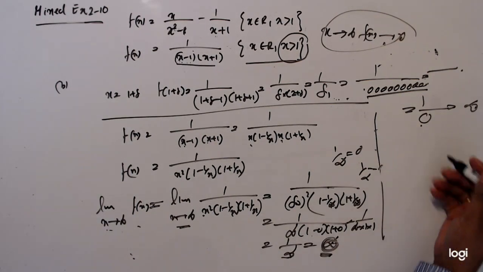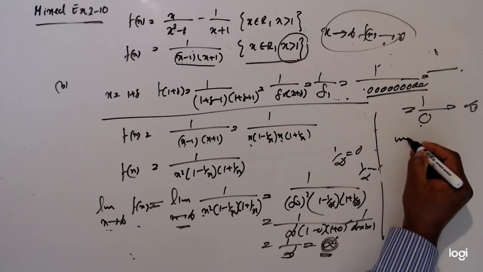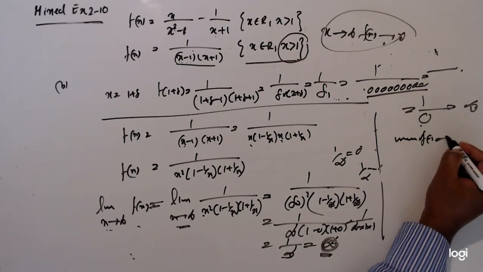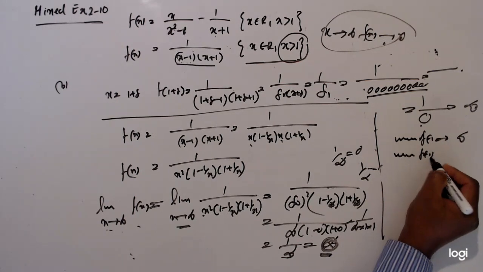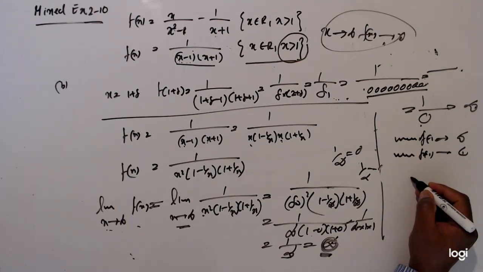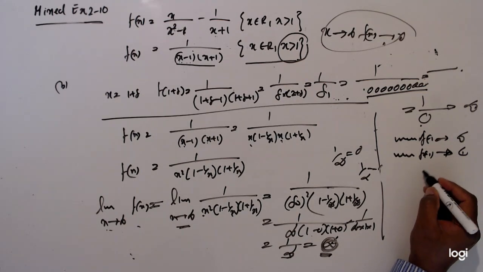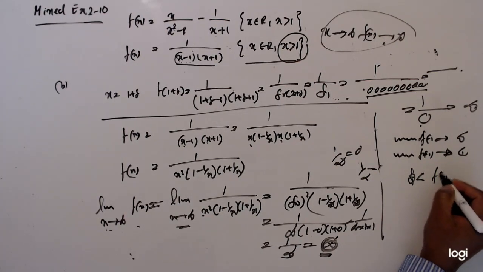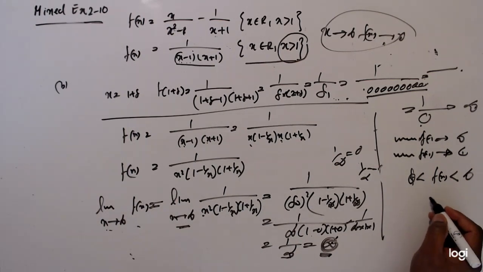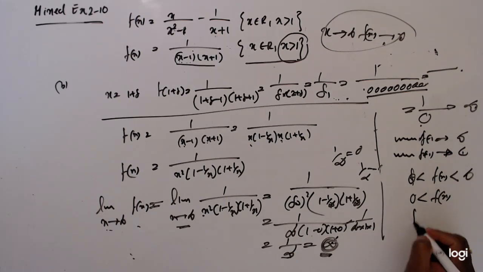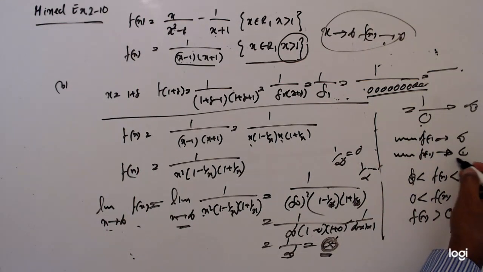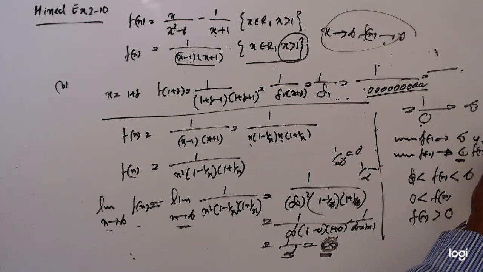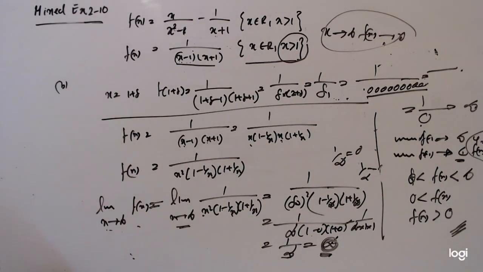So the range is: the max of f(x) is infinity and the min of f(x) is 0, so it tends towards 0, and f(x) is between 0 and infinity. We can't take this as equal, because f(x) equals 0, which is y equals 0, is an asymptote. I showed this earlier.